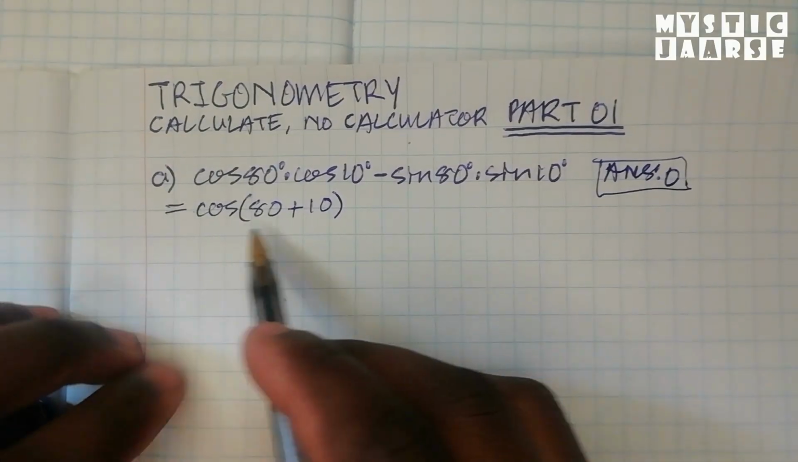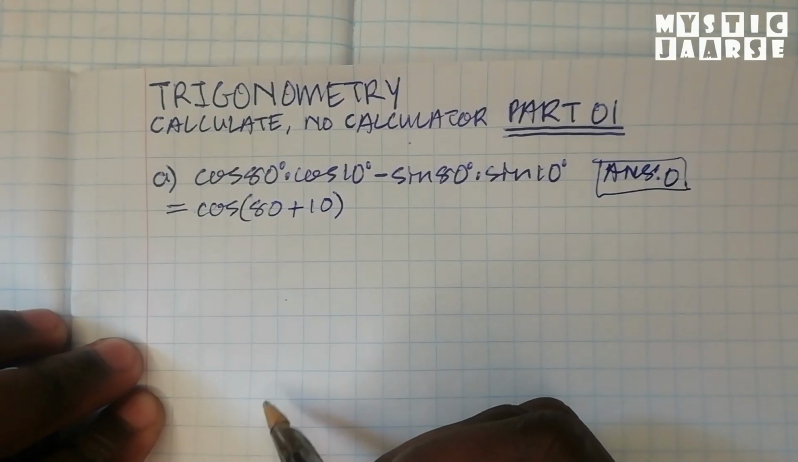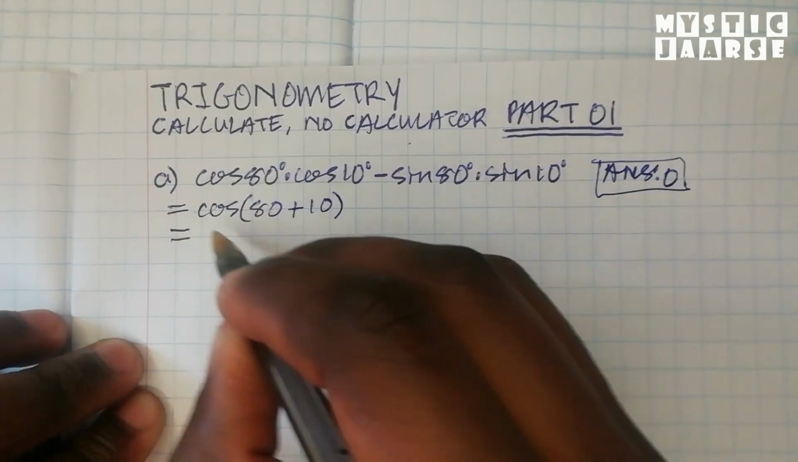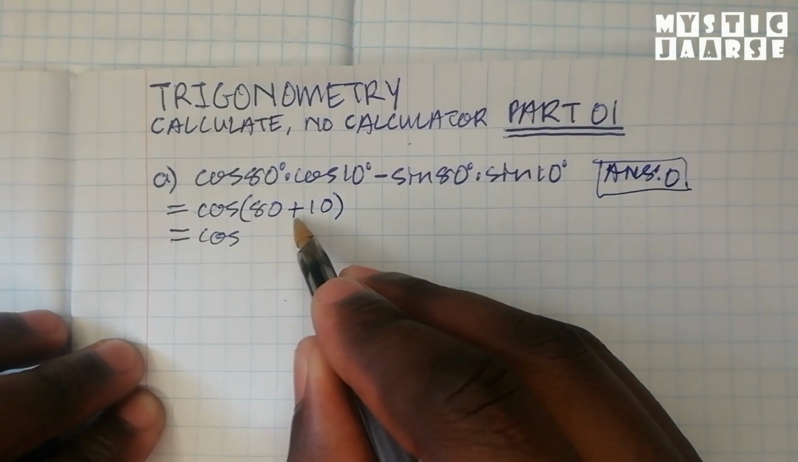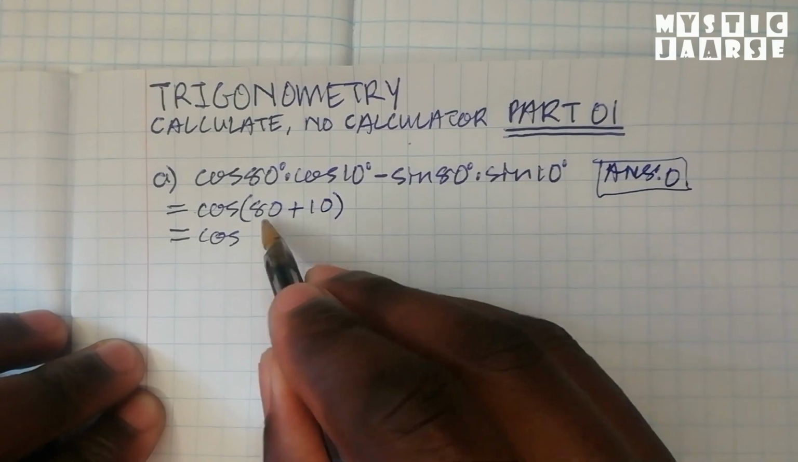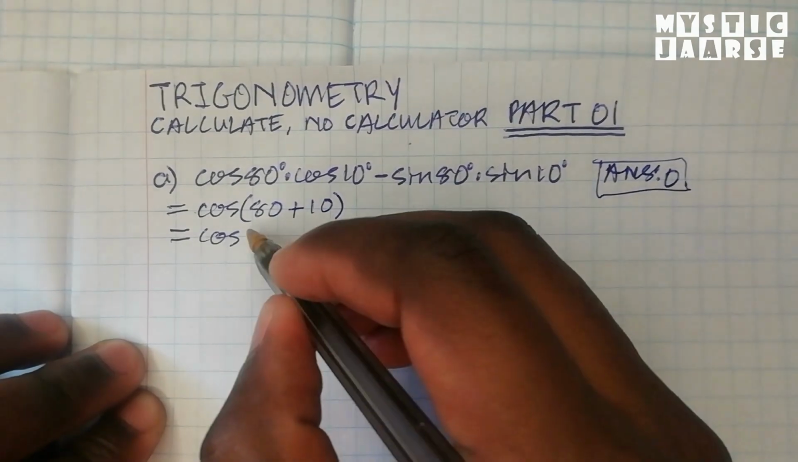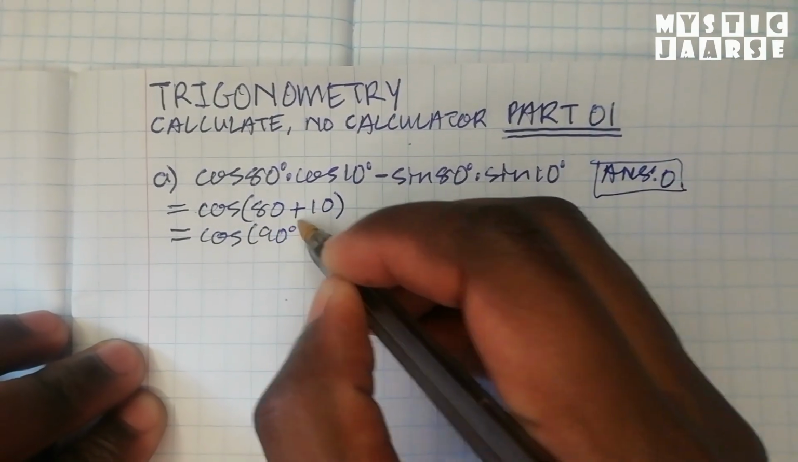Now this is not simple enough. We need to leave it in its simplest form. So we will have cos of, there's a plus sign between two angles and they are identical. So you just add them up and you get 90.